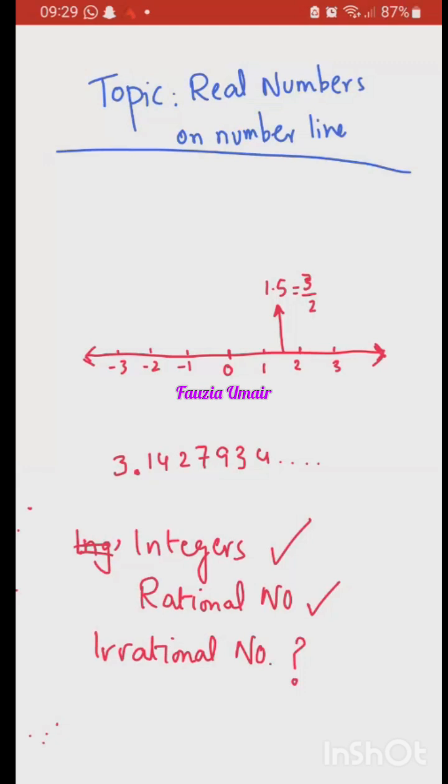Okay, so if somebody asks you this question, you need to remember that irrational numbers cannot be plotted accurately or precisely on the number line. Why?